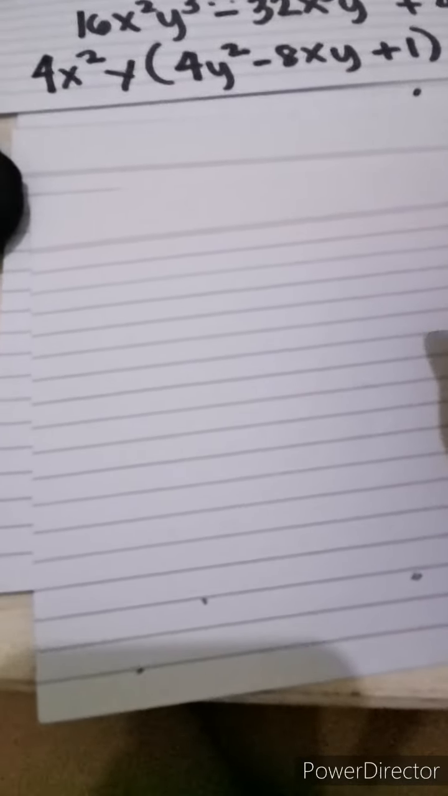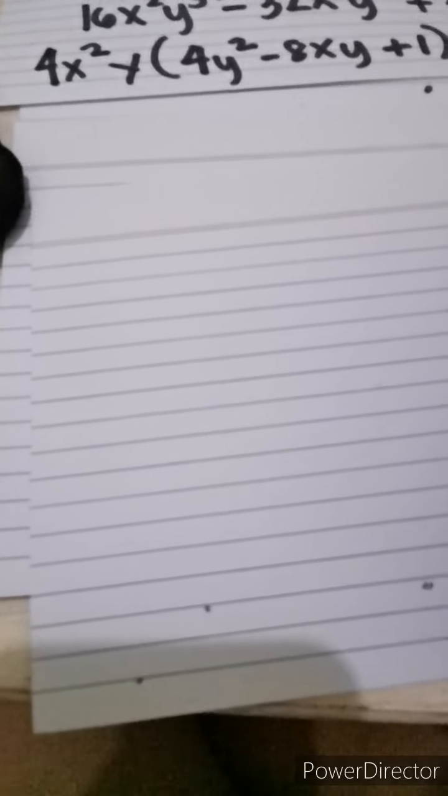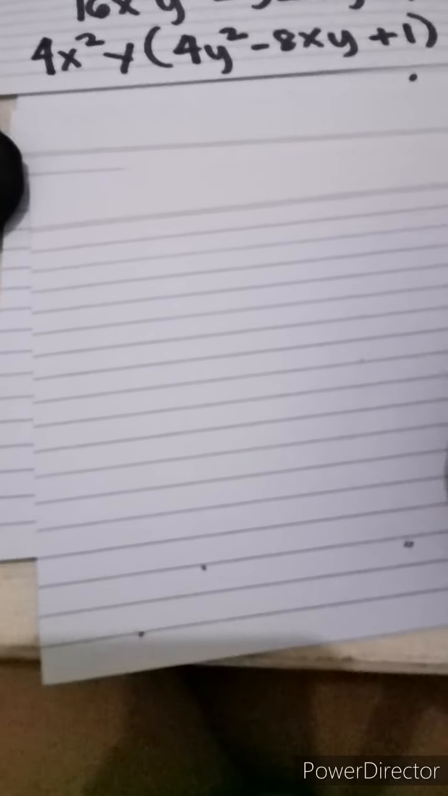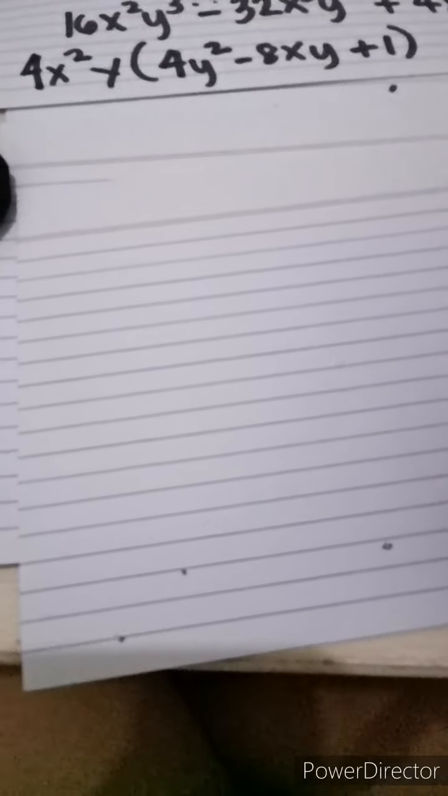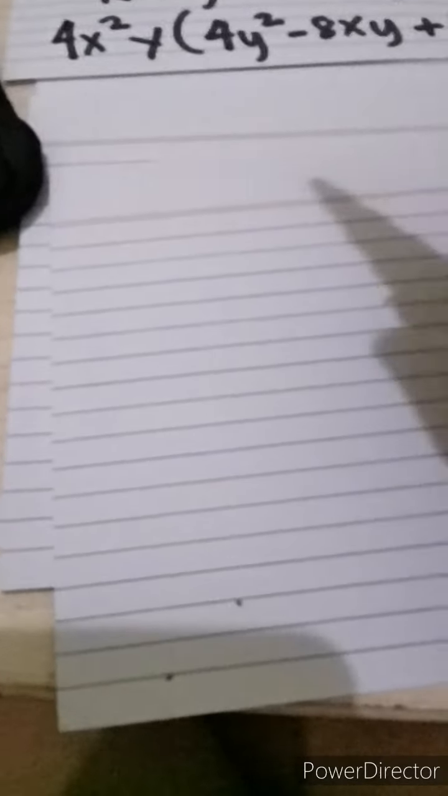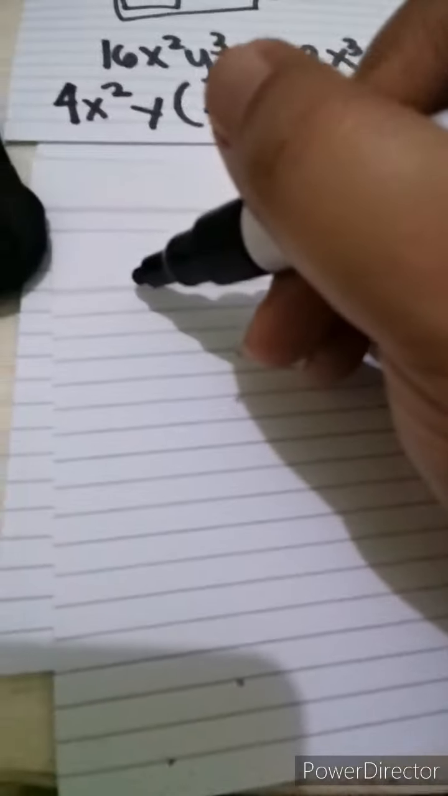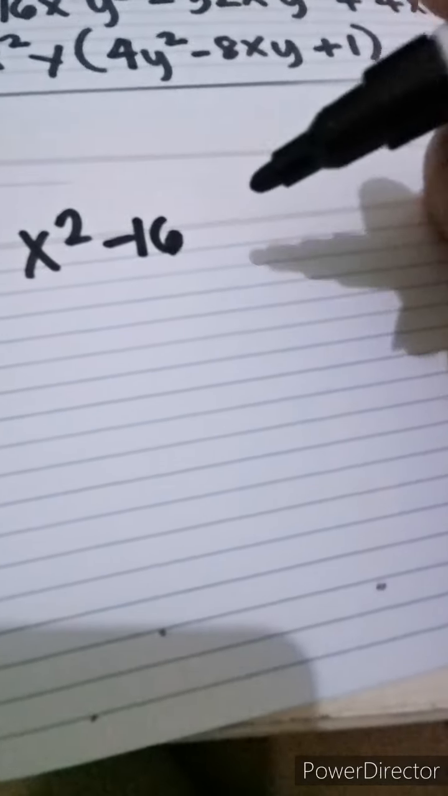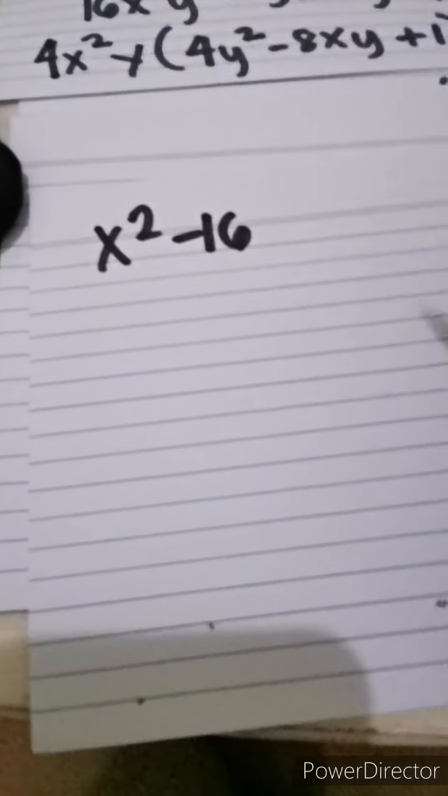So, kanina, dun sa ating lesson sa special products, ang pinakamadaling kuhanin ang product ay yung product of sum and difference. Dito naman sa factoring, yun naman ang pinakamadaling i-factor out. For example, we have the given x squared minus 16. So, x squared minus 16.